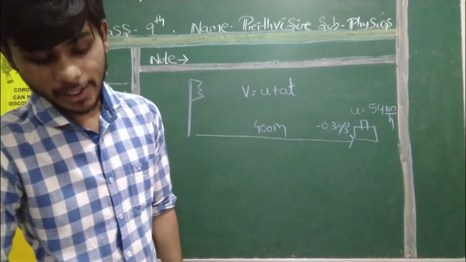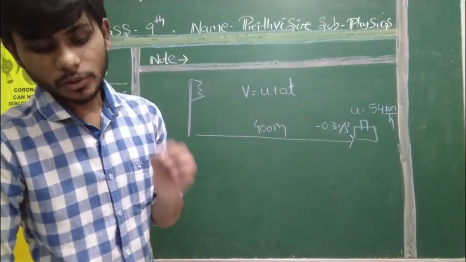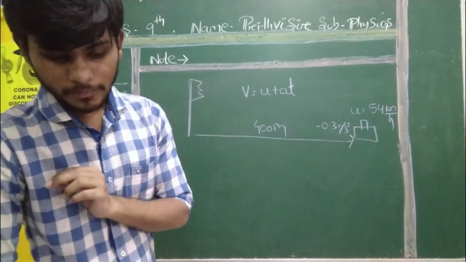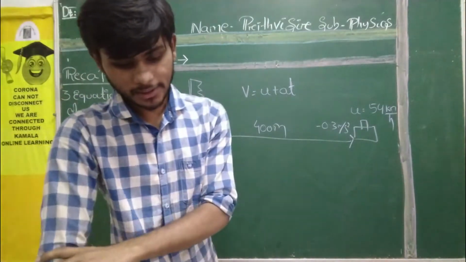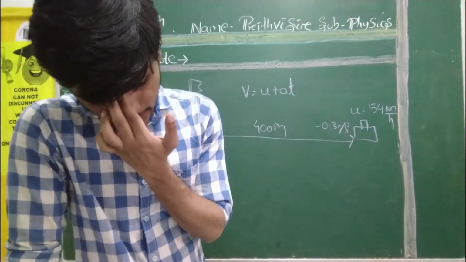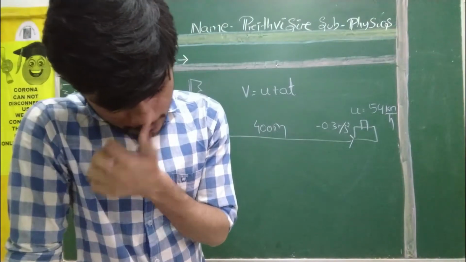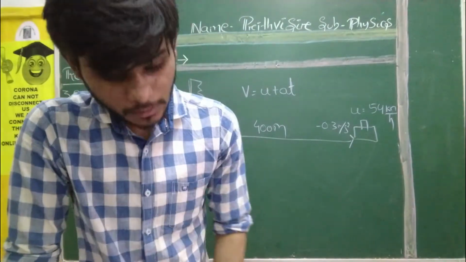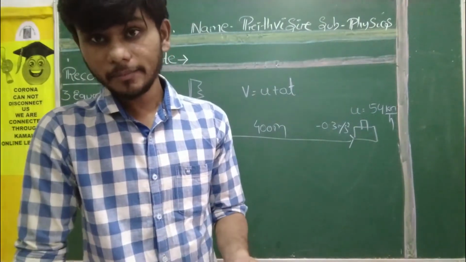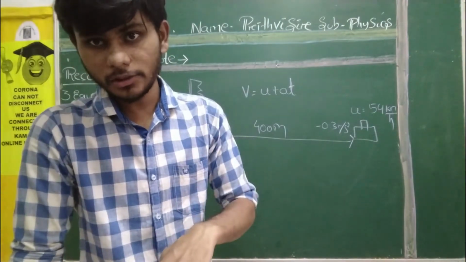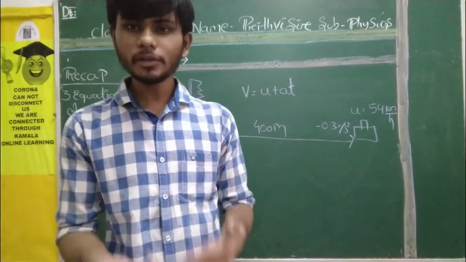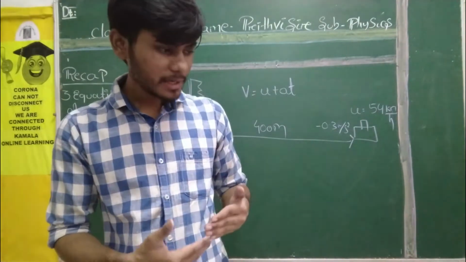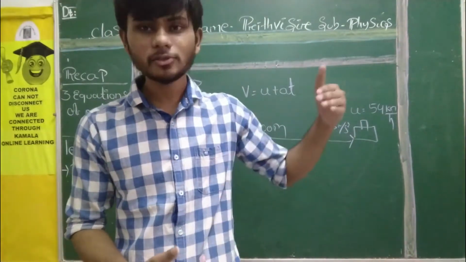Here what all things we had? We had u is equal to 54 km per hour, which we will convert. Of course, we need to convert that thing. Then v is equal to 0 at time t, means after time t your final velocity is equal to 0. Why? Students, you need to remember, after applying brake, after some time the object needs to stop.